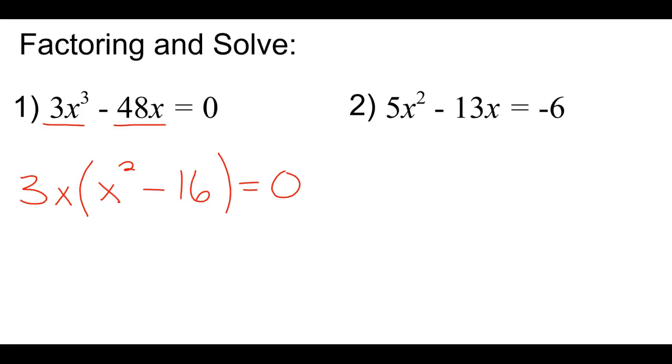Now you can see we basically just undistributed. So if I were to distribute this back through, what's 3x times x squared? 3x cubed. And what's 3x times negative 16? Negative 48x. So that takes us back. So if you're not sure, try and multiply it back through and see if you did it correctly. Okay. Now the 3x we're done with. There's nothing else I can do with 3x. But x squared minus 16.